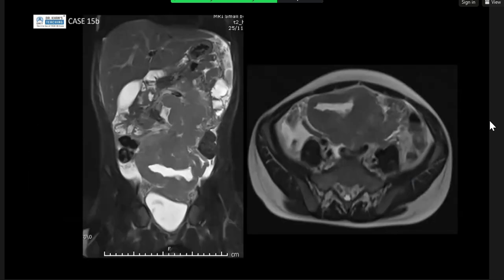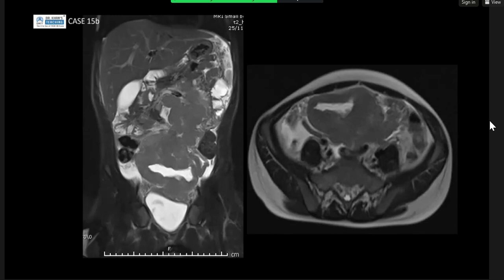These are the coronal T2 weighted and axial T2 weighted images showing evidence of a thickened bowel loop, showing aneurysmal dilatation, thickened bowel loop, or it can be a heterogeneous lesion with central necrosis. So my differential diagnosis here: there is minimal free fluid in the pelvis. I think the visualized liver does not show any focal lesions. The visualized bone does not show any altered signal intensity.